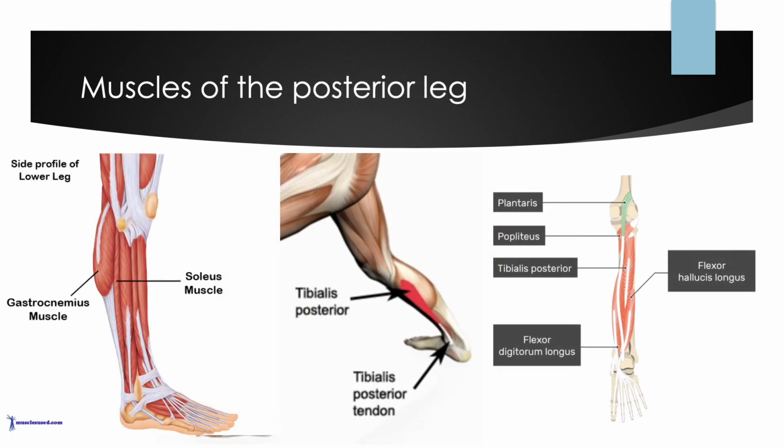Now we're going to talk about the muscles of the posterior leg, and this includes the gastrocnemius, which is basically your calf muscle, and then underneath that you have the soleus muscle, which is actually kind of shaped like a fish, which is why it's named that. Next, we have the tibialis posterior, and you can see here in this picture, it's basically just the posterior tibia muscle. And finally, we have the plantaris, which is actually located on the back of your knee.